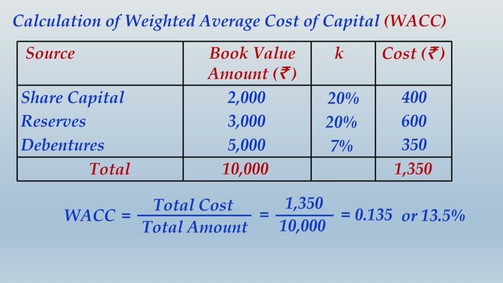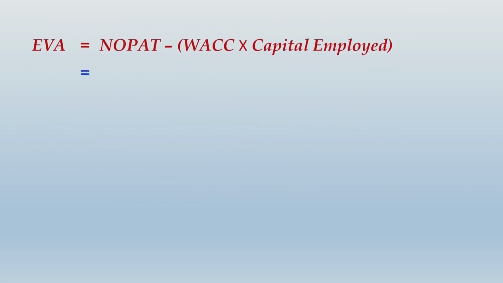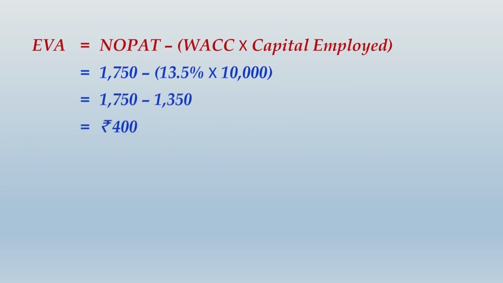After computing weighted average cost of capital, what you just need to do is move ahead and apply this equation now. EVA is net operating profit after tax minus multiplication of weighted average cost of capital into capital employed, and that will be 1750 minus 1350. So basically your capital charge is 1350, which was the total of that cost column, and 1750 is the net operating profit after tax. So your final answer of EVA comes to rupees 400.